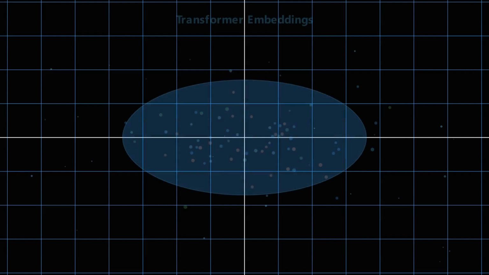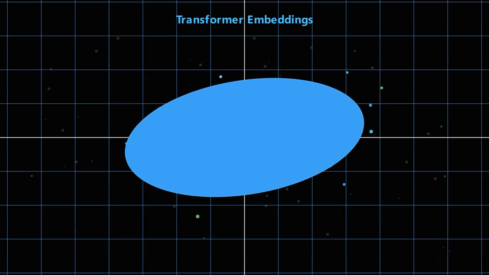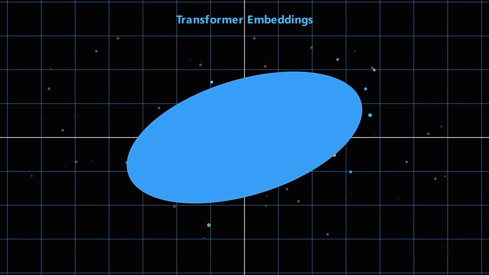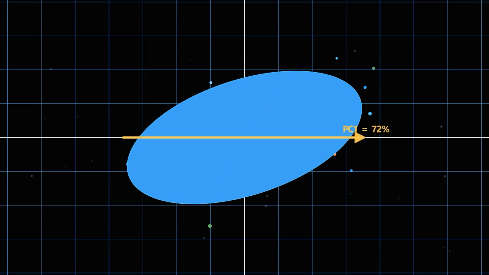Imagine these are the embeddings produced by a transformer. Every token becomes a point inside a very high-dimensional space. Some directions contain meaningful information. Other directions mostly contain noise. Random projection simply chooses an arbitrary direction. PCA does something much smarter. It looks at the data itself and discovers the directions where most of the information actually lives.